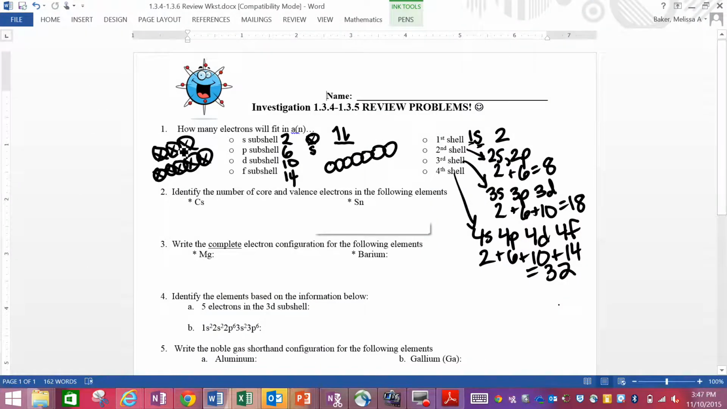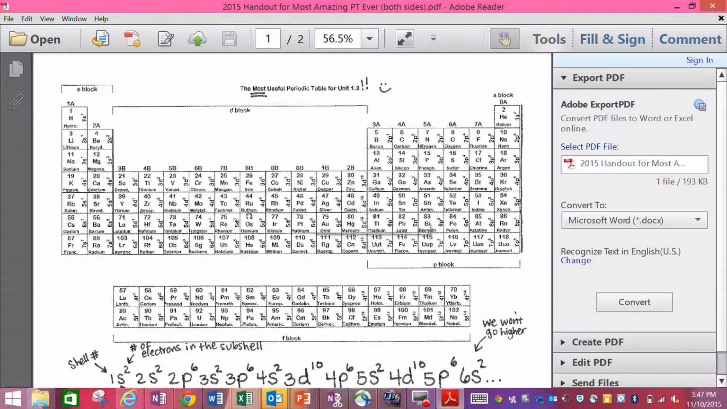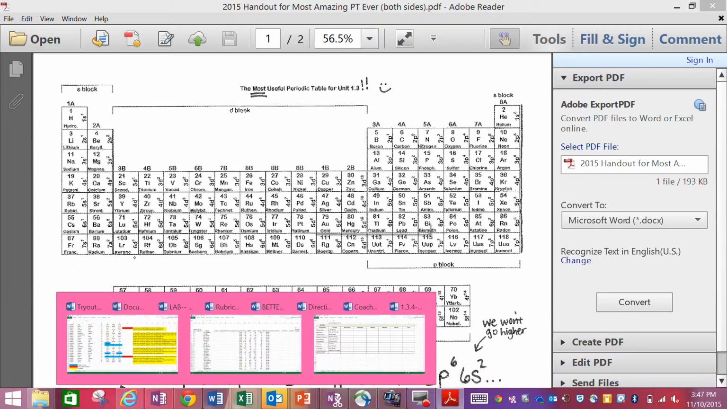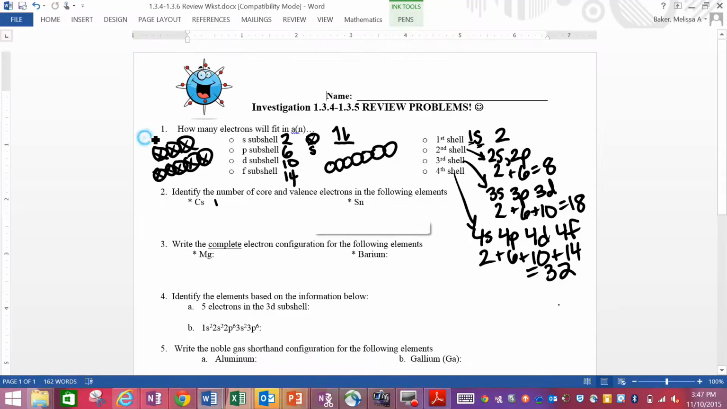How many core electrons and valence electrons in the following elements? Well, you have to look at the periodic table and see which group it's in. Okay, so cesium is number 55. It's in group 1A. That means that it's got 1 valence electron. Anything in group 1A has 1 valence electron. Since it's number 55, that means it's got 55 total. So how many are left in the core? Core electrons are anything not in the outer shell, so everything else. So you would do 55 minus 1, that's 54 core electrons.